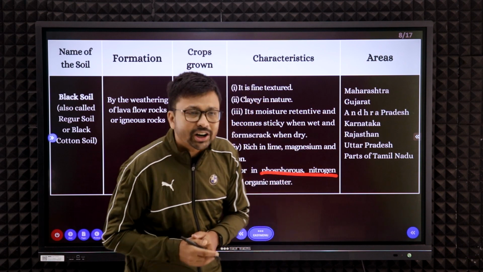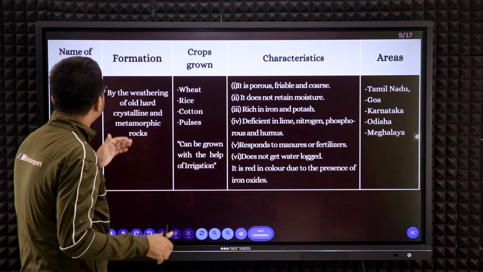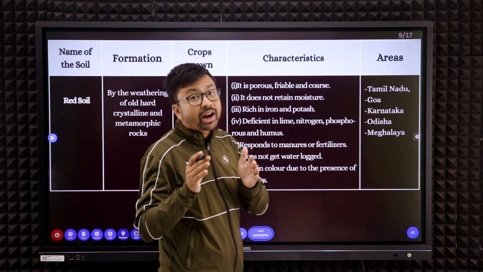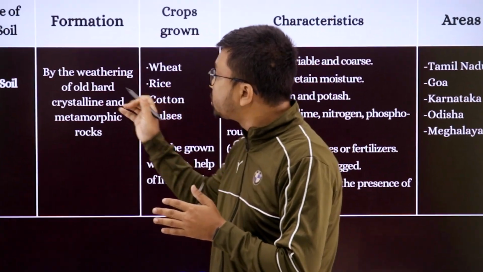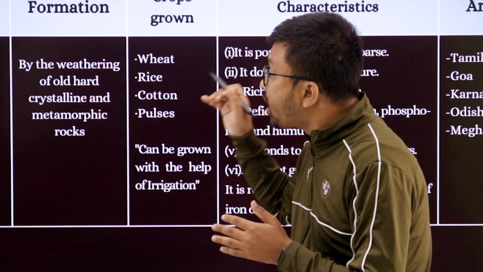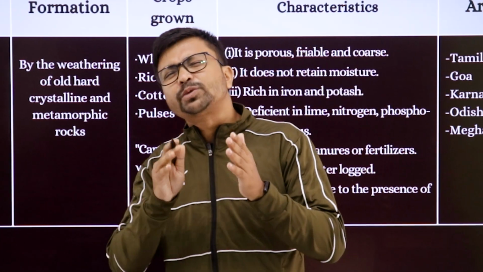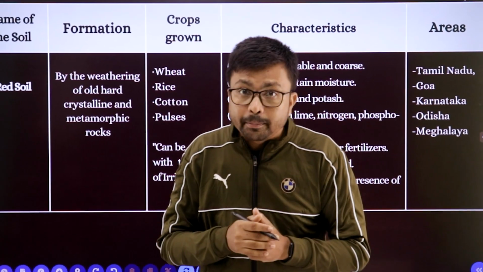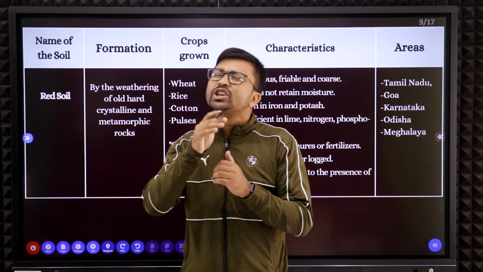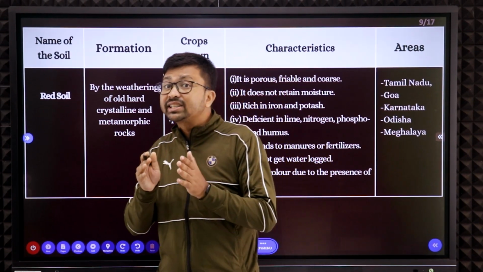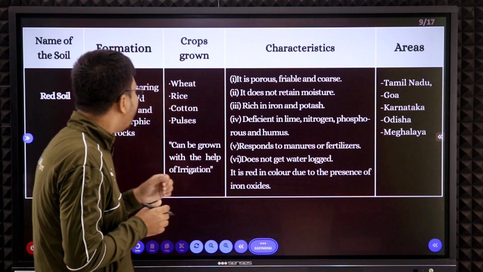Now two more important soils, let's go quickly, that is the red soil. Remember red soil, what is the formation process? By the weathering of old hard crystalline and metamorphic rocks. Remember, red soil is formed in such areas where temperature is high and rainfall is comparatively less. In such areas we will get the red soil, right?